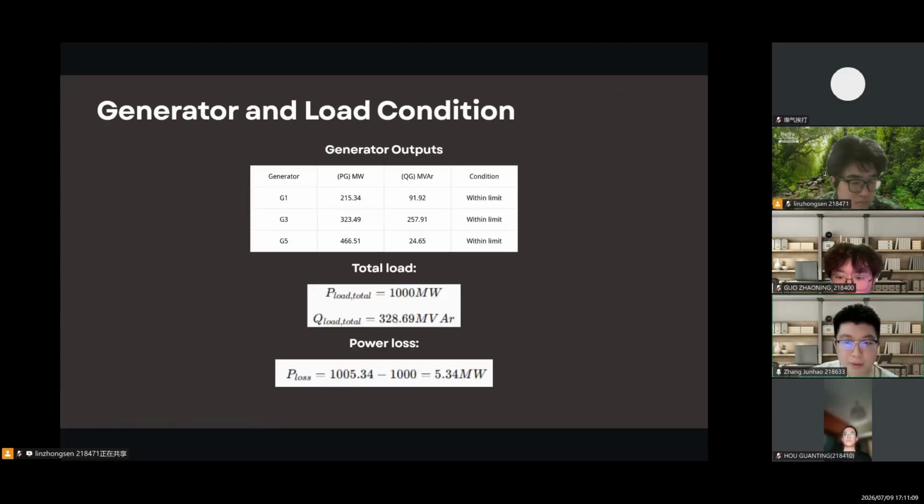Next. This slide shows the generator output condition. G1 produced 215.34 and 91.92. G3 produced 323.49 and 257.91. G5 produced 460.51 and 24.65. All generators are within their reactive power limits, so there is no limit violation. The system can supply the total load and the real power loss is 5.34. This shows the system is operating normally before the fault.